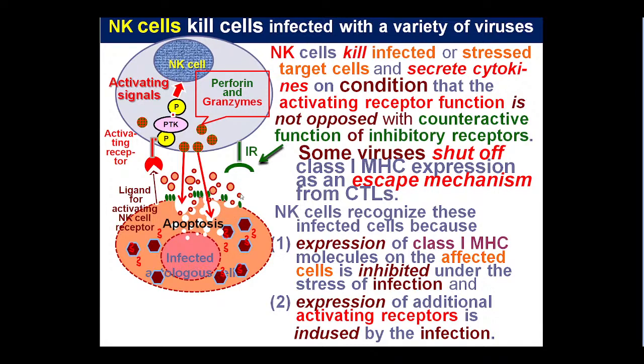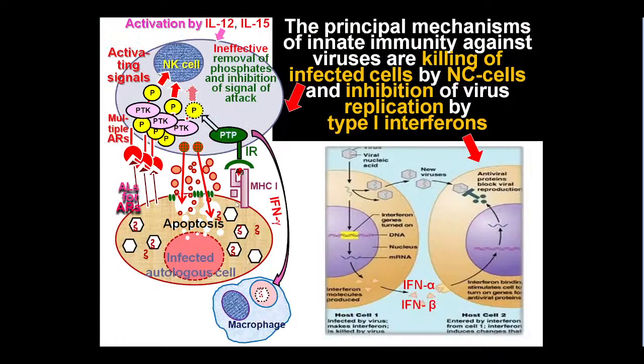MHC1 proteins disappear. Why is this activity important for the virus? Because only cells infected by the virus and other parasites that have the MHC1 proteins and that present this virus antigen by these MHC1 proteins may be recognized by cytotoxic T lymphocytes.